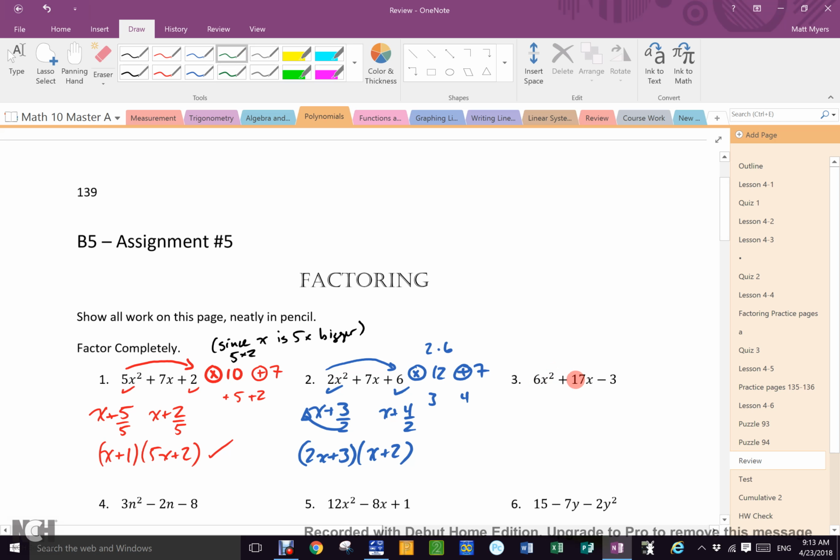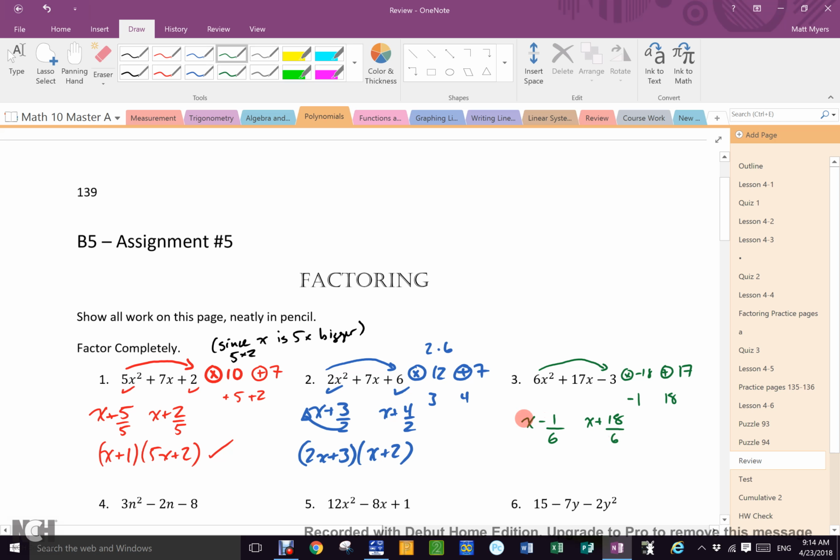Six does not come out of here. 3 does not come out of here. So I got to do this. Multiply to negative 18, add to 17. It is, of course, 1 and 18. How do I put them together to make 17? 18 minus 1. So it is x minus 1, but not really minus 1. It's over 6. And x plus 18, but not really plus 18, because it's over 6.